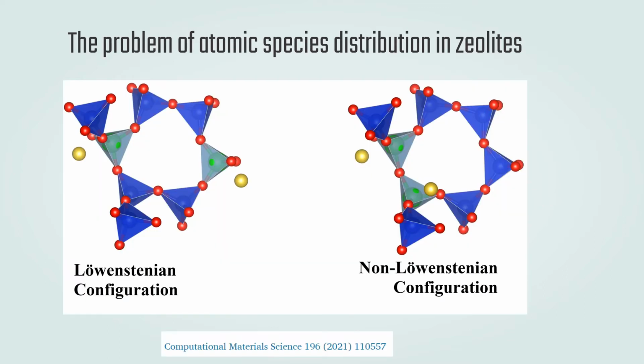In principle, there is more than one way to distribute aluminum in a zeolite framework. According to some studies, in terms of Madelung energy, aluminum atoms cannot be randomly distributed in the zeolite framework, but they must also satisfy Löwenstein's rule. This rule implies that two aluminum tetrahedrons cannot be immediate neighbors.